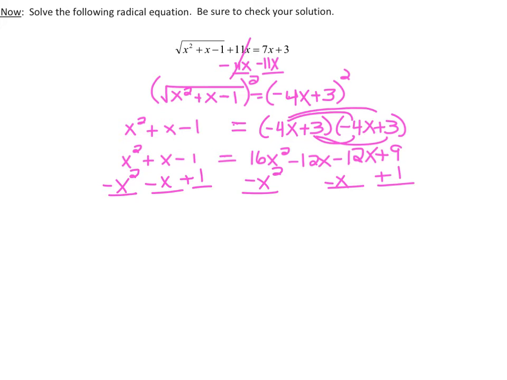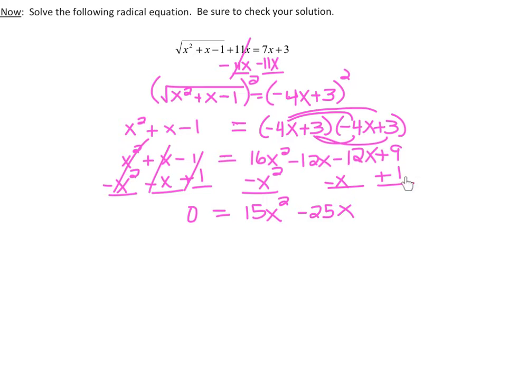All right, so on the left-hand side, everything cancels. So I'm left with 0. And then here I'm just going to combine my like terms. So 16x squared minus 1x squared would be positive 15x squared. Remember, I wanted that to be positive. That's why I wrote it this way. And then negative 12x and negative 1x would combine to give me negative 25x.